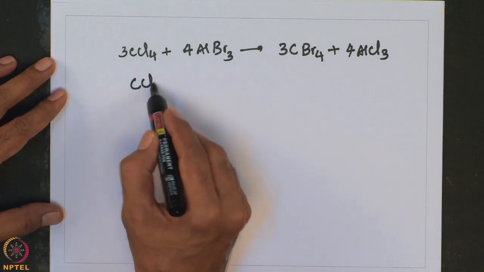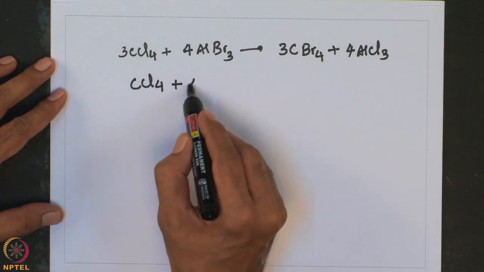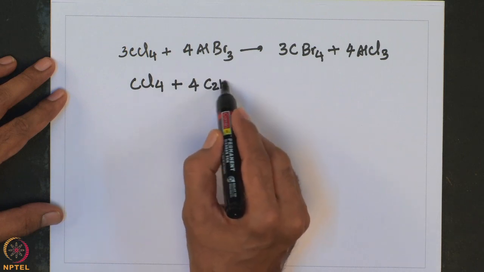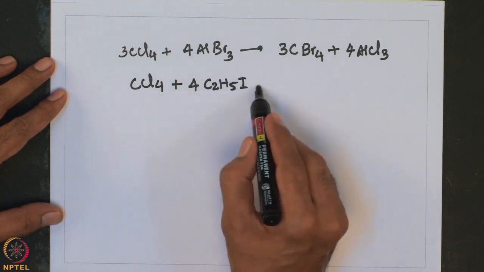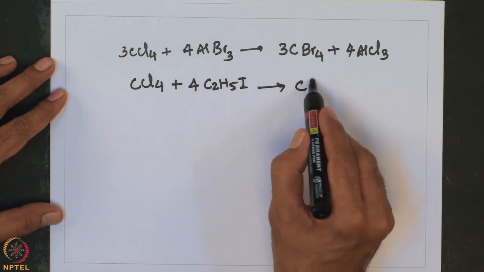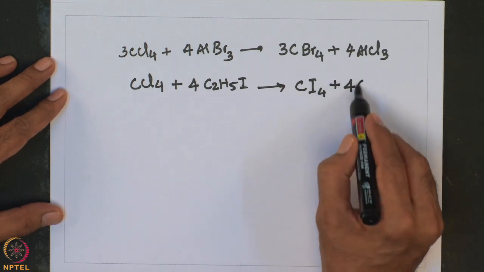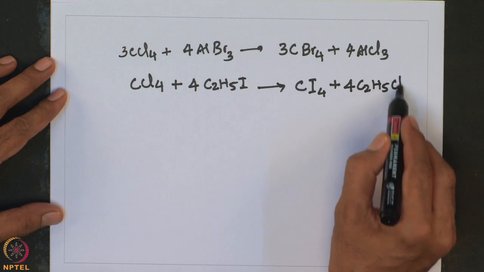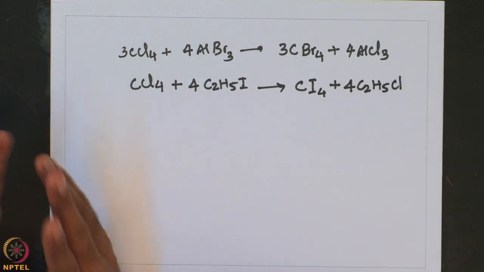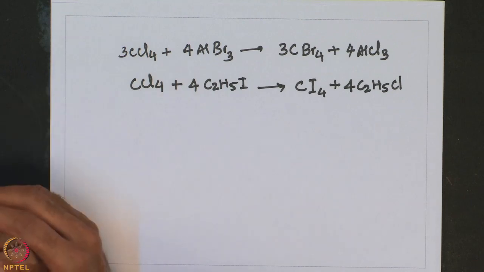Similarly, if carbon tetrachloride is treated with 4 equivalents of ethyl iodide, it leads to the formation of carbon tetraiodide plus ethyl chloride. Okay. So, one can also make carbonyl halides like COCl2, that is also known as phosgene. Okay. So, this can be essentially made by treating CO gas with chlorine over charcoal heated to 200 degree centigrade.